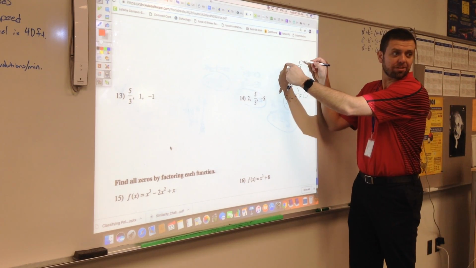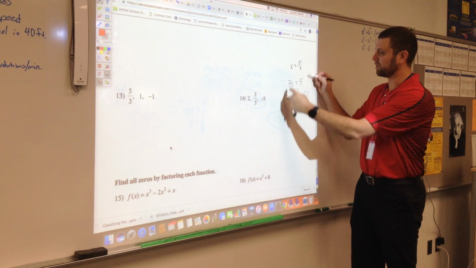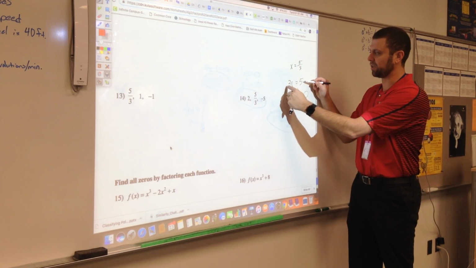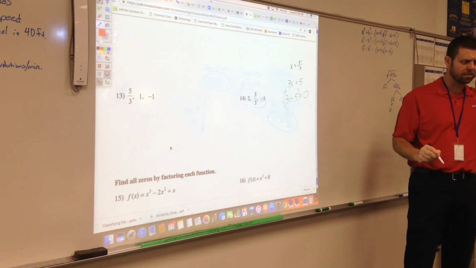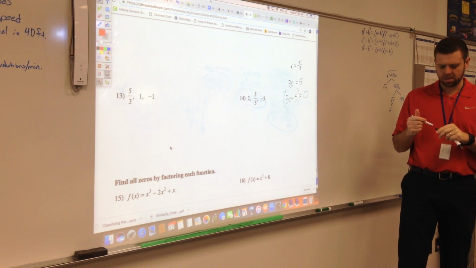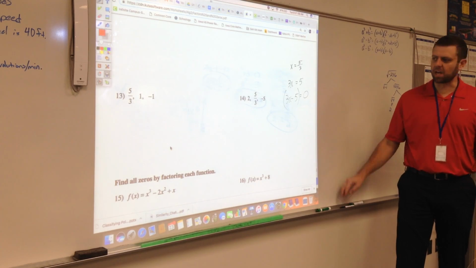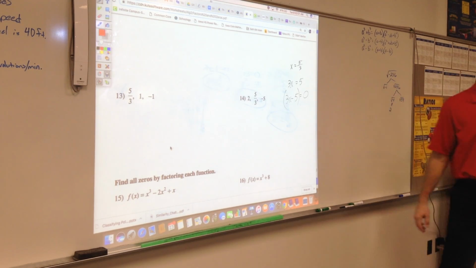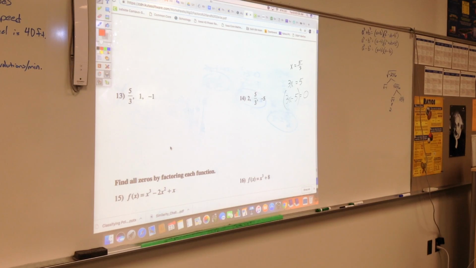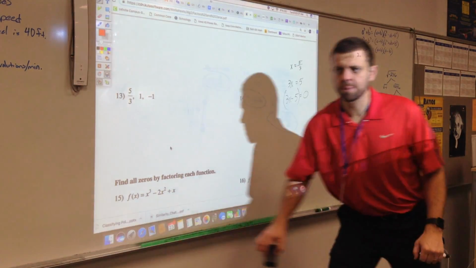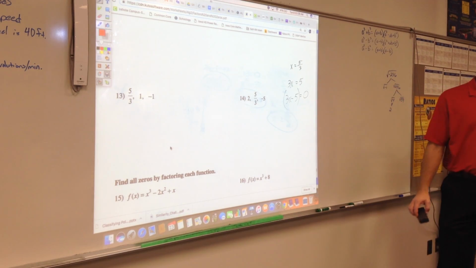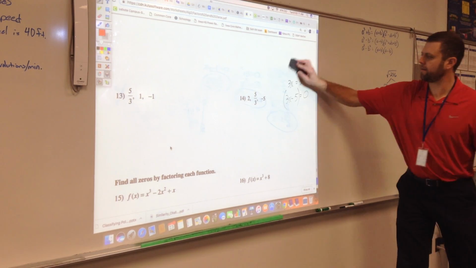Well, now, here's your answer. Let's get it set equal to 0. So multiply both sides by 3 to get rid of the 3, then subtract the 5. Does that make sense? Good question. Any others that look a little difficult? Okay?